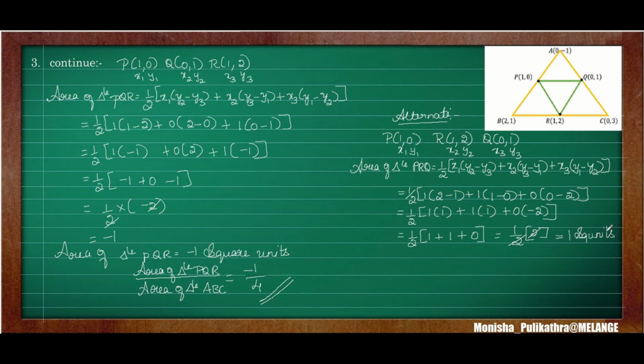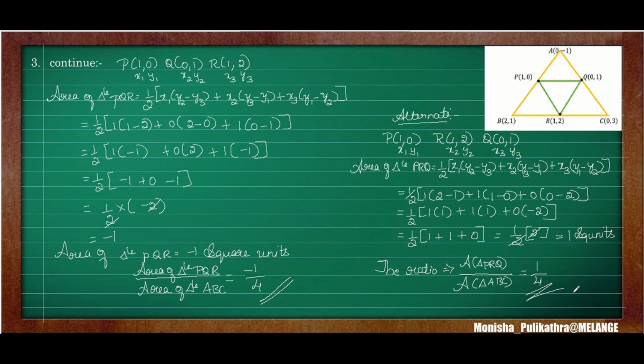Okay, so there will be a slight variation if you reverse the points. If you take PQR in a sequence, the answer will come as -1, and if you take PRQ, then the answer will be +1 square units. If this is the sequence you take, then the ratio of area of triangle PRQ to area of triangle ABC is equal to 1 by 4. So this will be the new ratio if you take the sequence as PRQ.